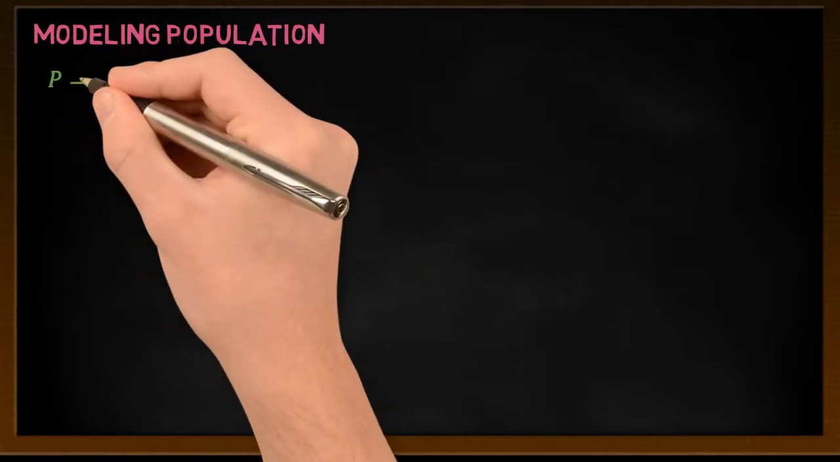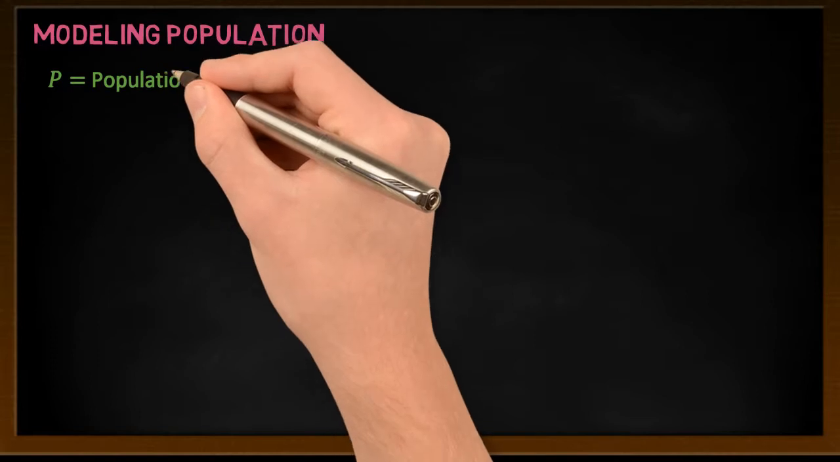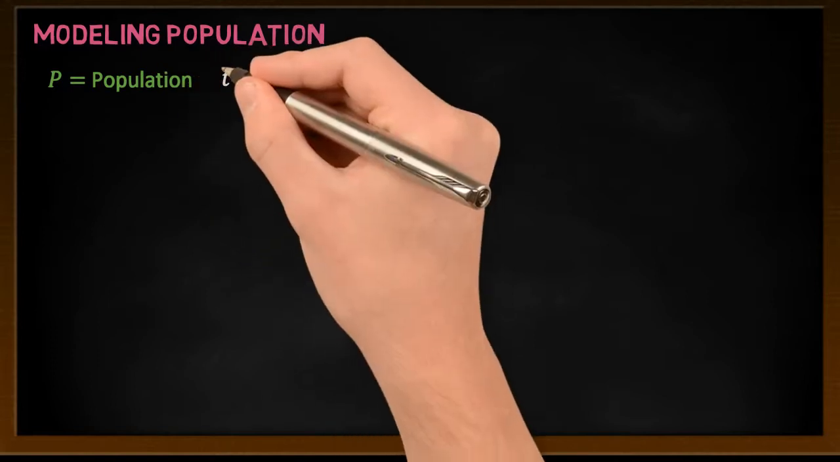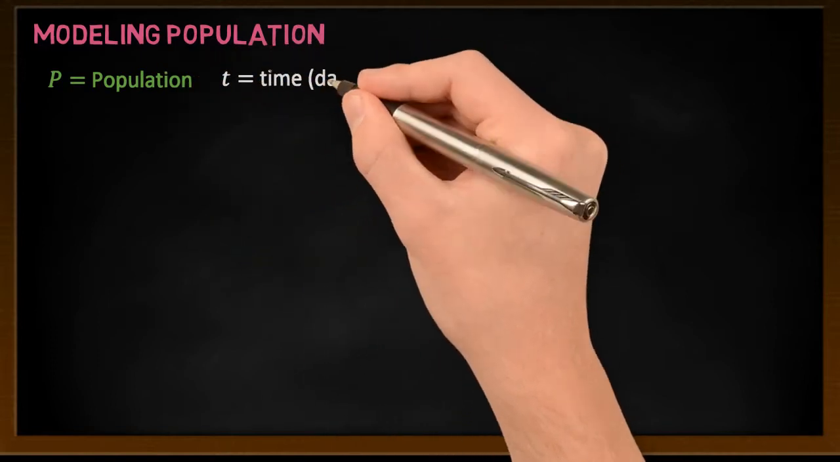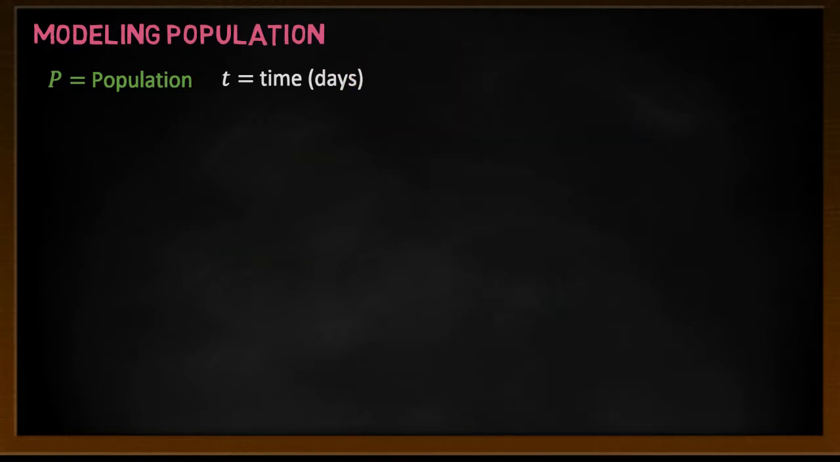So let's just define some variables. Let's say that P is equal to our population, and let's say that T is equal to the time that has passed in days. It could have been years or months, but let's say we're doing the population of insects that reproduce quite quickly, so days seem like a nice time span to care about. Now, what would be a reasonable model?